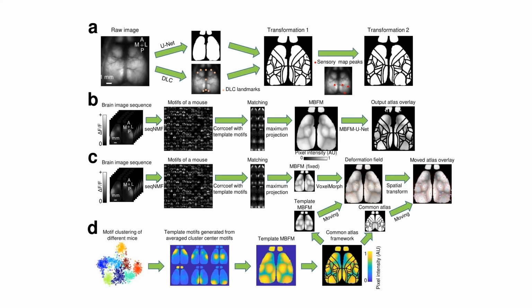To increase the flexibility and accessibility of MesoNet, we developed a landmark-based pipeline, a MBFM UNet-based pipeline, and a VoxelMorph-based pipeline. We used stereotyped cortical spatio-temporal activity motifs as a means of creating animal-specific motif-based functional maps, MBFMs. These MBFMs provide an opportunity to predict brain regional boundaries using another pre-trained MBFM-based UNet model that we call the MBFM UNet model.